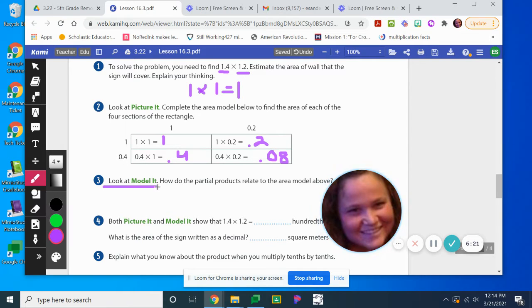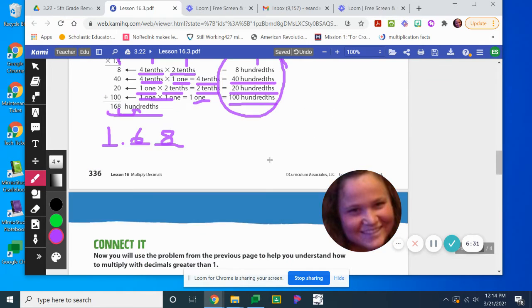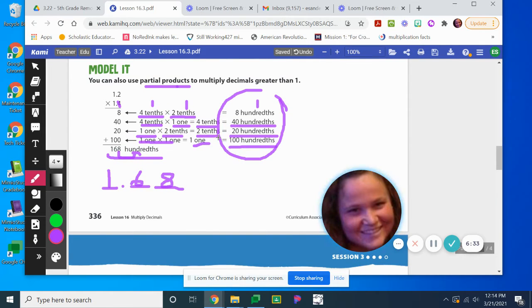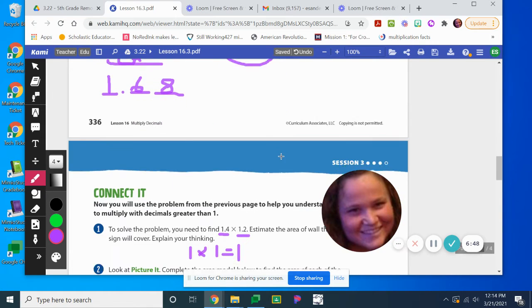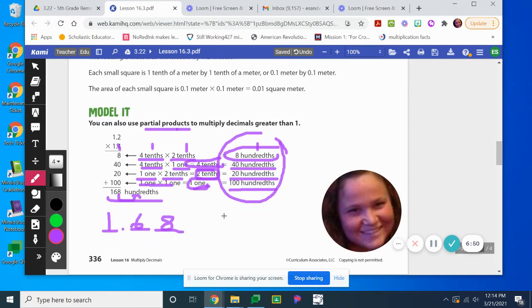Then it says, look at the model it. How do the partial products relate? So how are they the same to partial products? So if we have 1, 2 tenths, 4 tenths, 8 hundredths, do you see that 2 tenths is right here, 1 is right here, 4 tenths is here, and 8 hundredths is here? Technically, it's the same thing, but when we use partial products, we just went straight to all the hundredths instead of adding those up. So they're the same.